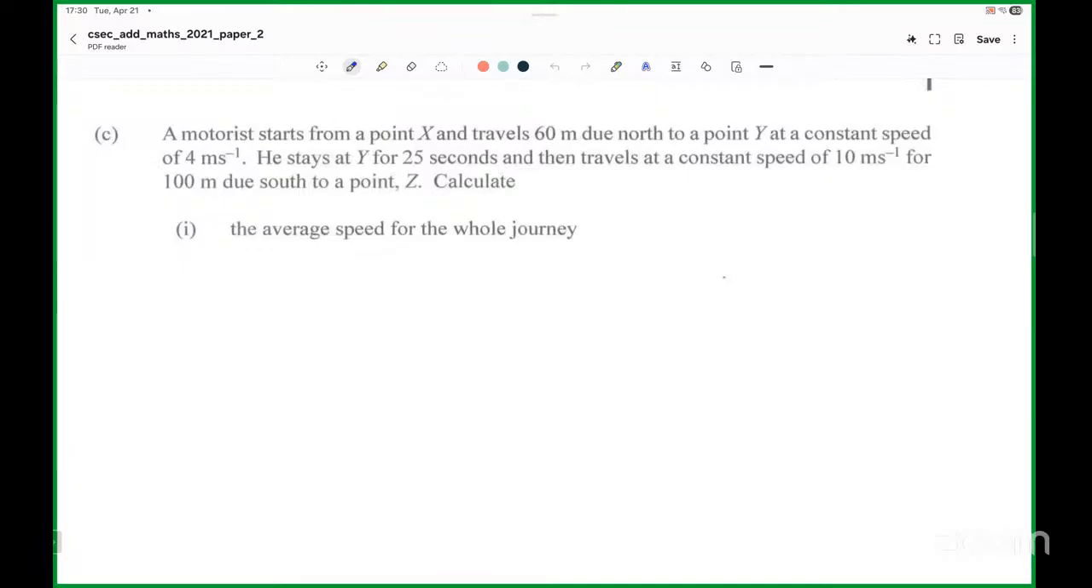So let's break down the motion. It travels from point X a distance of 60 meters. So let's do a distance time graph of it. Let's put in a y-axis and an x-axis, a time axis and a distance axis. This is the distance axis, and it's really displacement, not really distance. Displacement is in meters, and the time is in seconds.